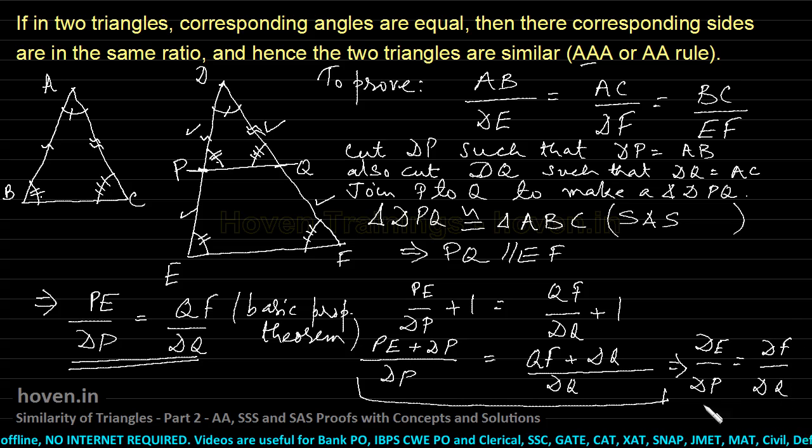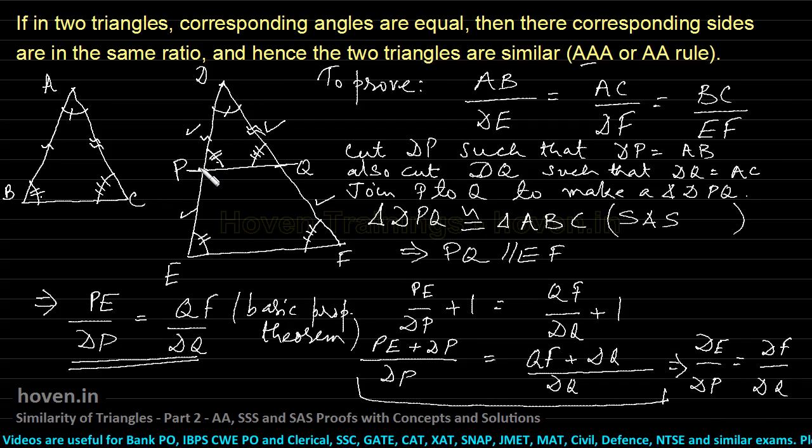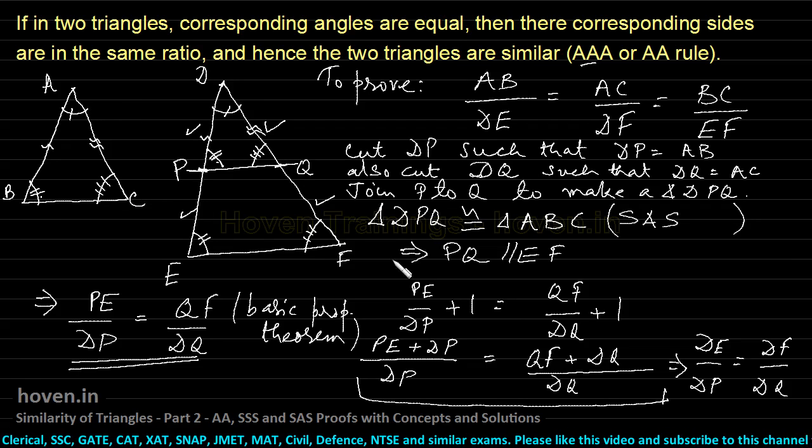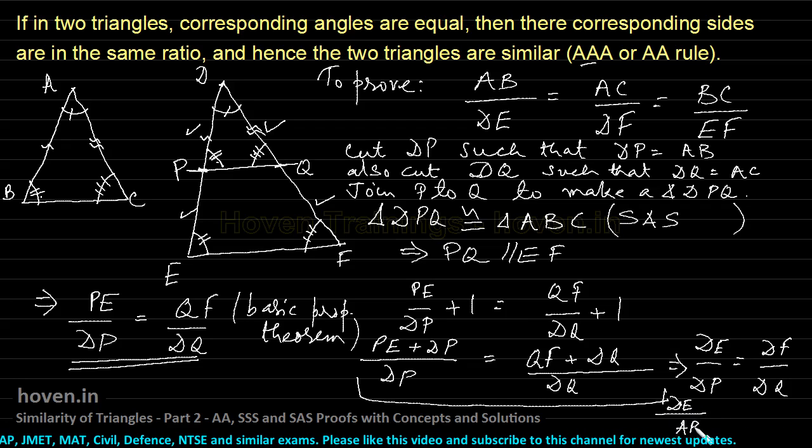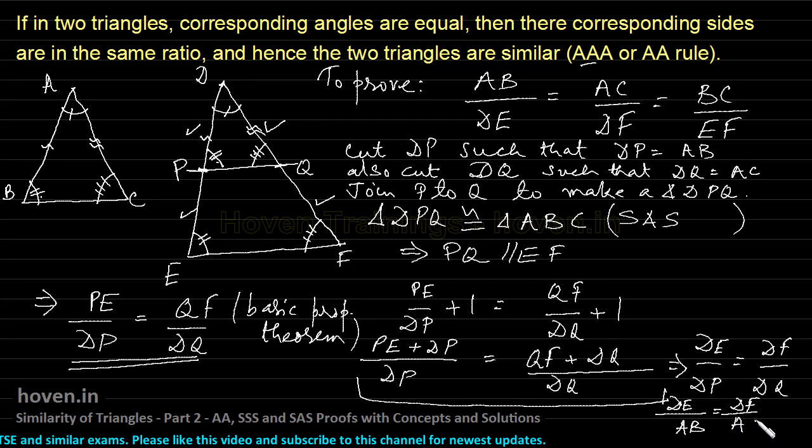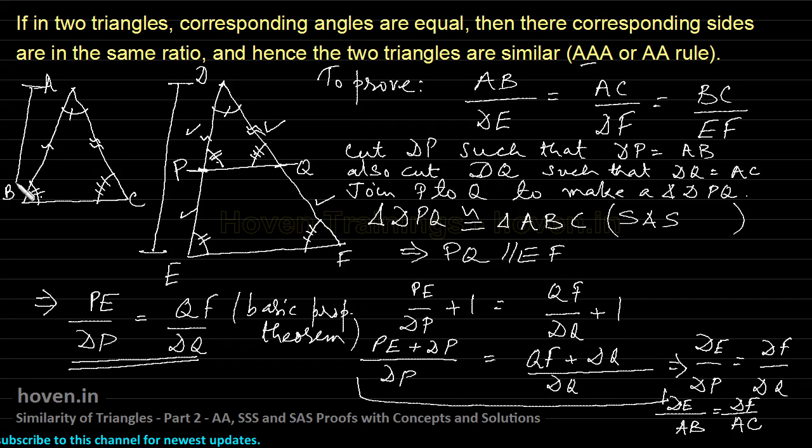Now DP, what is DP? Let us examine the figures. This DP is known to be equal to this AB, and this DQ is known to be equal to this AC. So we can make the substitutions. DE by AB should be equal to DF by AC. So this proves that the ratio of this entire side to this side and the ratio of this entire side to this side should be equal.